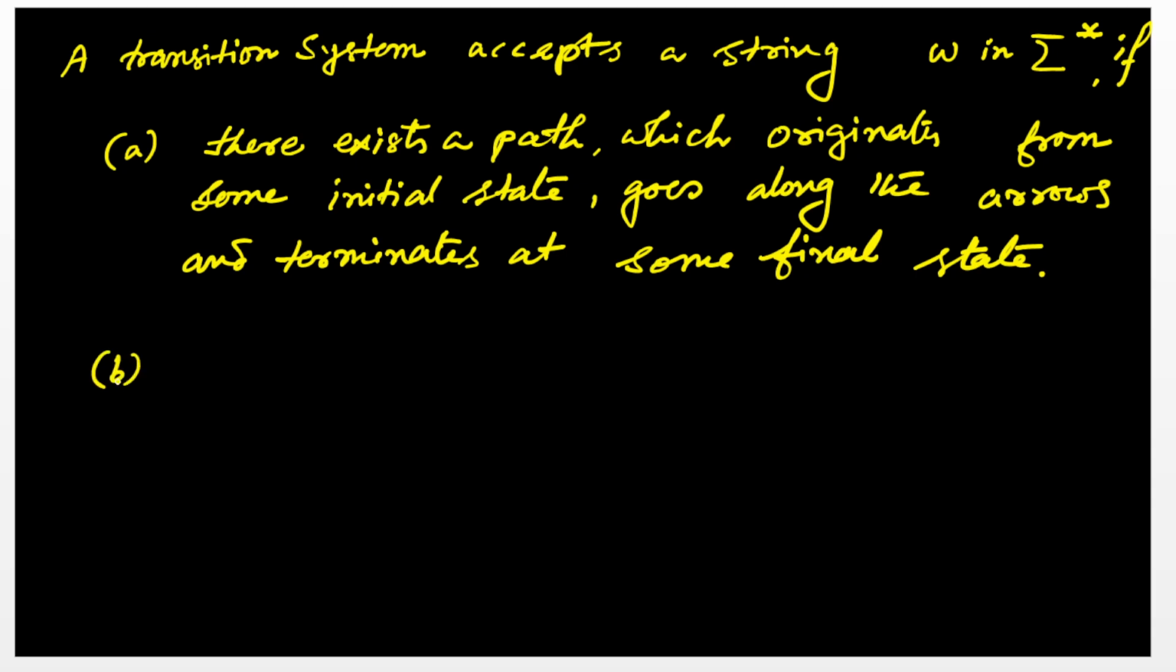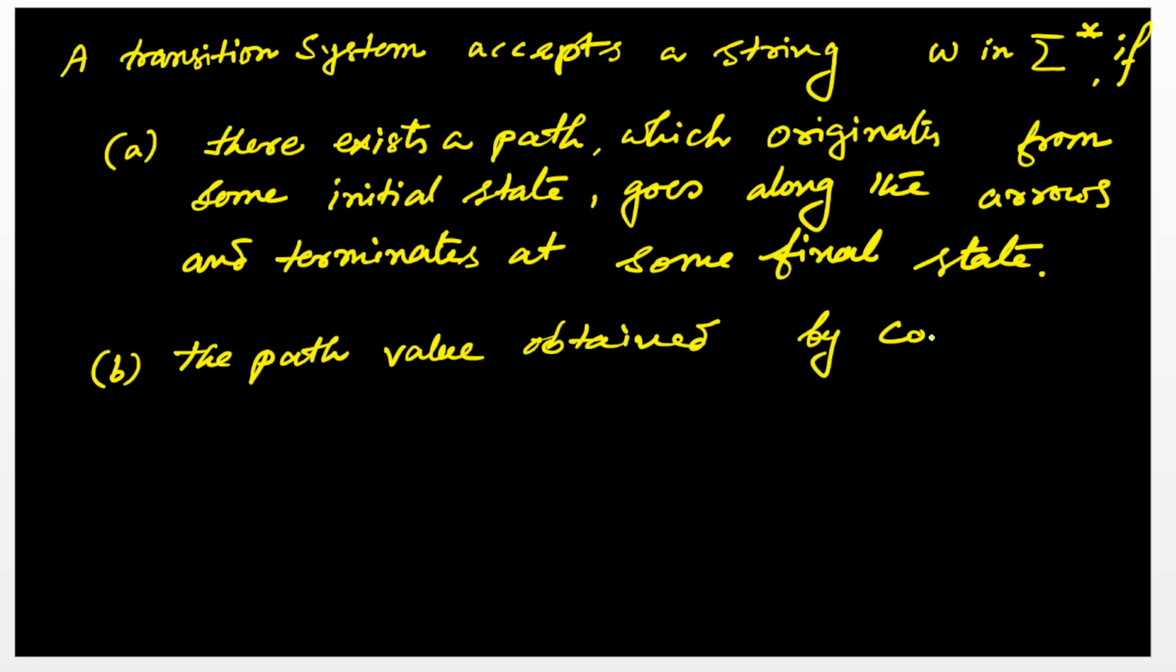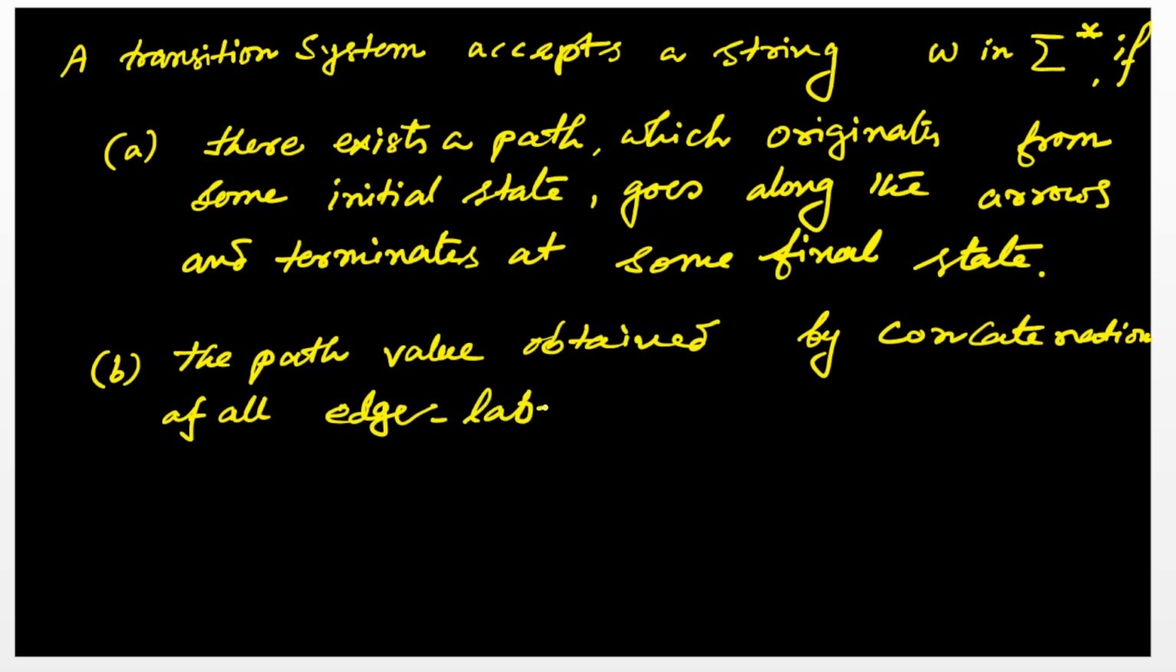And the path value, obtained by concatenation of all the edge labels of the path, is equal to W. So this is the scenario when a transition system basically accepts any string W.